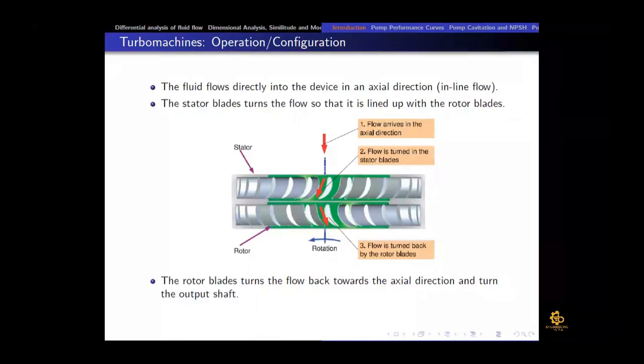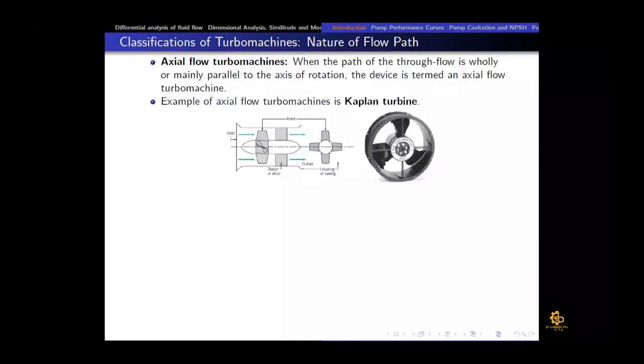So we are talking here about the axial turbine only, not about the radial turbine. They are also a kind of turbine which we discussed in the last class when we discussed the centrifugal pump. So if we want to classify turbomachines in terms of the nature of flow paths which the flow takes.